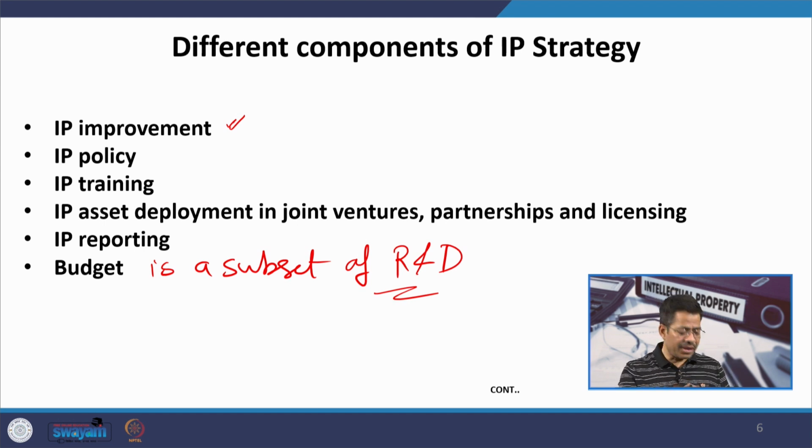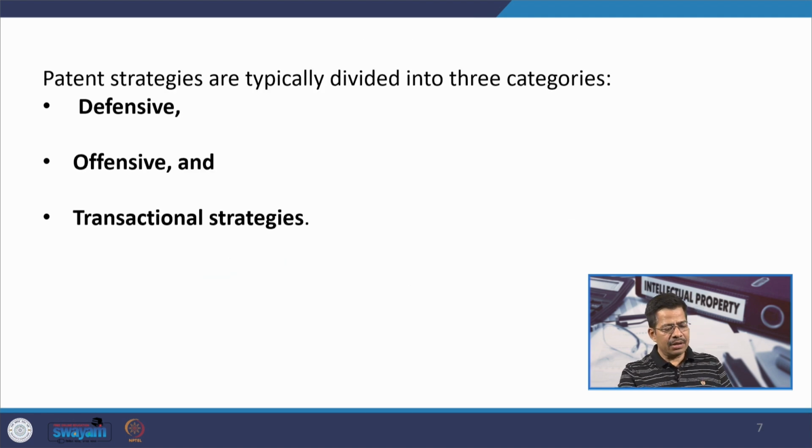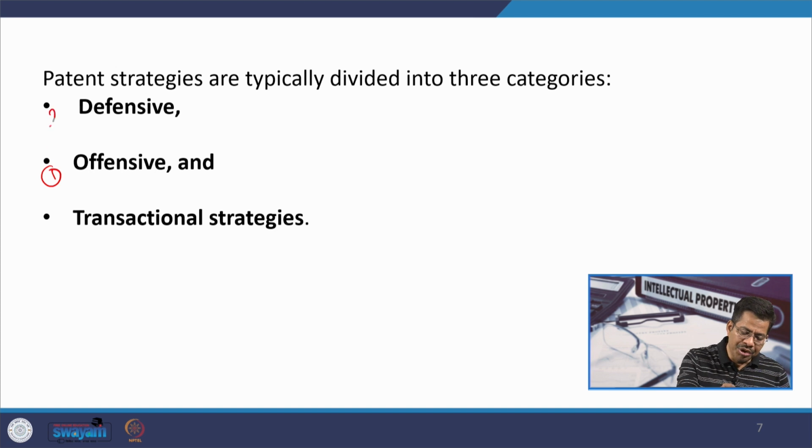Now, after understanding these components of your IP strategy, let us discuss three very important types of IP strategies: defensive, offensive and transactional strategies. The names explain what is going to be there in these strategies.